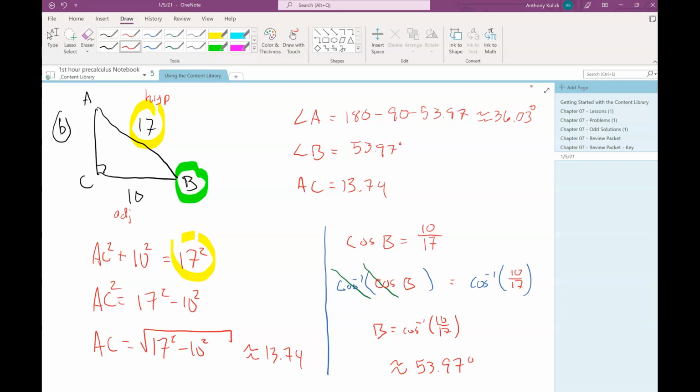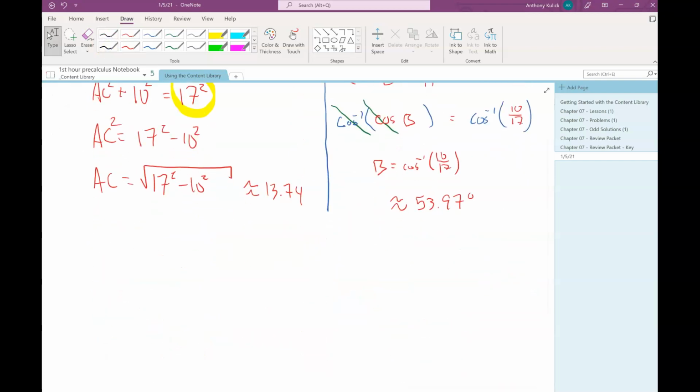Okay. So if we're trying to solve a right triangle, really it's going to fall into one of these two cases, right? Either you're going to have an angle and a side, in which case we do what we did in the first one, or you're given two side lengths, in which case we do what we did just right here.